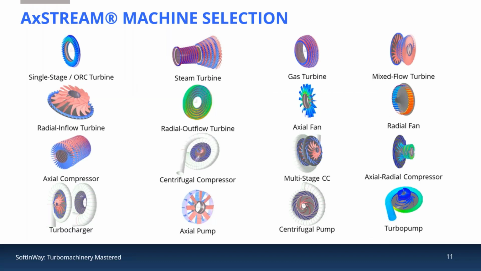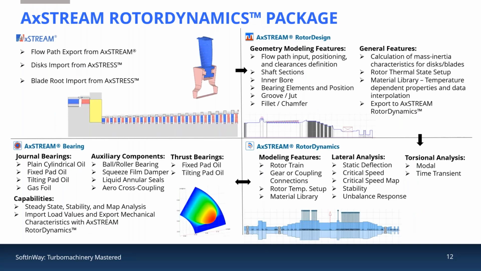So as I mentioned, Axstream can handle basically any configuration for a turbo machine, which can be seen here. And Axstream Rotor Dynamics, which is our structural tool, can handle lateral torsional analysis and model a number of different bearings. So traditional bearings such as rolling bearings, tilting pad oil bearings, gas foils, and so on, but also magnetic bearings, which is going to be the topic of this webinar. And during the case study, you'll see the software pop up a few times as we run through it.